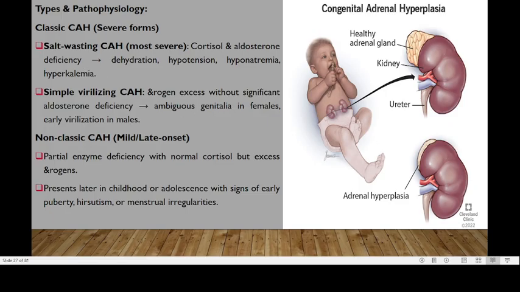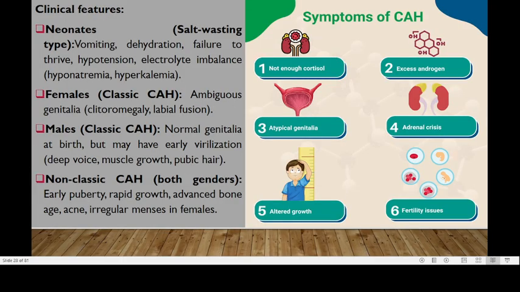For the non-classic congenital adrenal hyperplasia, could have late or mild onset. So we have partial enzyme deficiency with normal cortisol but excessive androgens, and it presents later in childhood or adolescence with signs of early puberty, hirsutism, or menstrual irregularities.